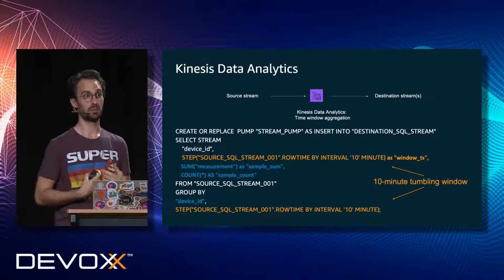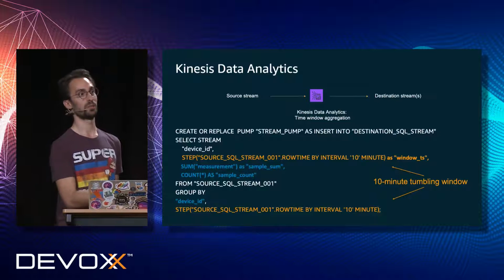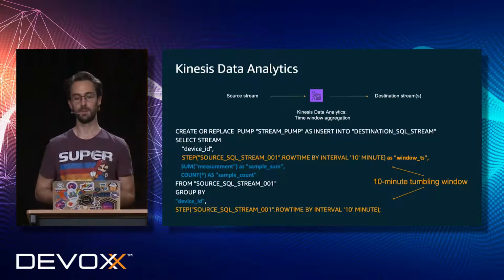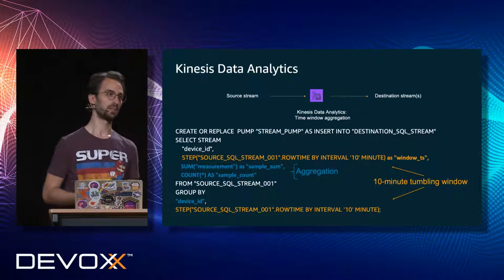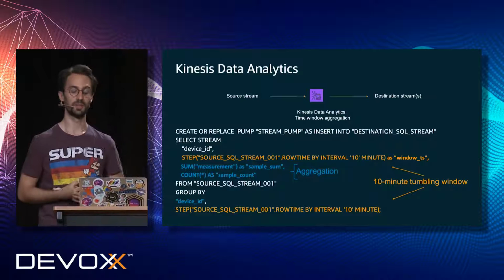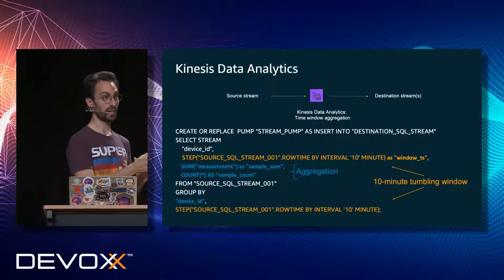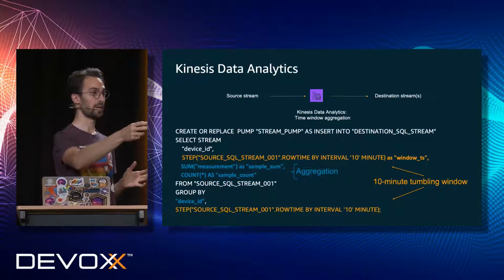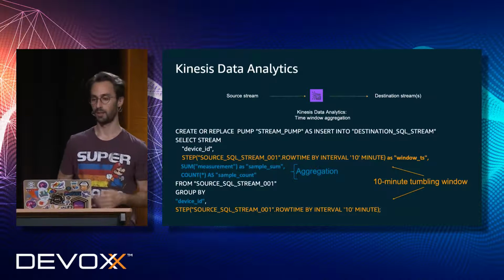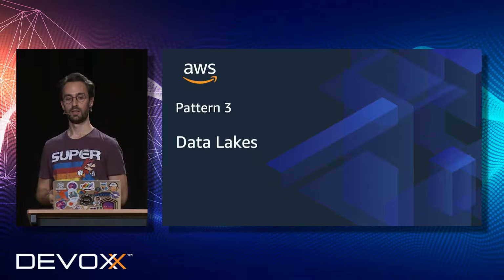For our use case, you probably want to detect if the temperature is too high every 30 seconds, not 10 minutes. And then you can do all sorts of aggregations, summing, averaging, that's an SQL query, whatever you need to do. The output of that can be sent to an output stream or a Lambda function or whatever you want. So you can act on it.